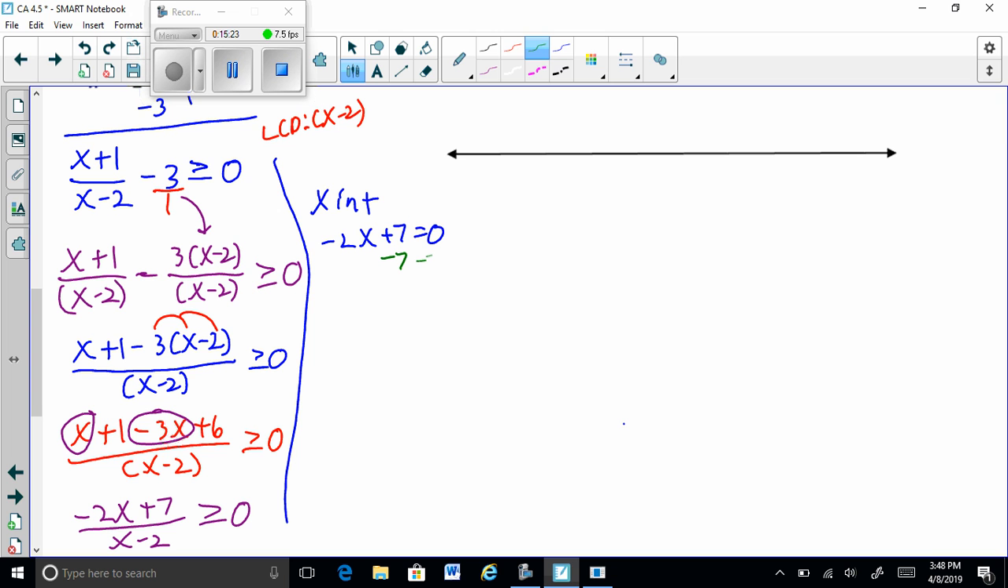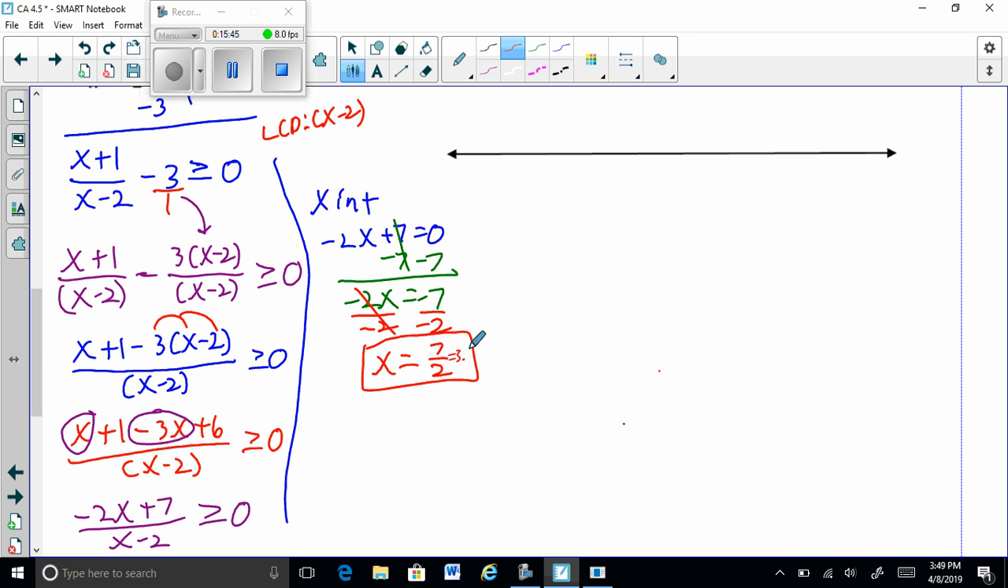So subtract both sides by 7. Then divide both sides by -2. So I have double negatives, so it becomes positive 7/2 or 3.5. I like to keep it as a fraction. If you want to write it as 3.5, that's fine also. Okay.